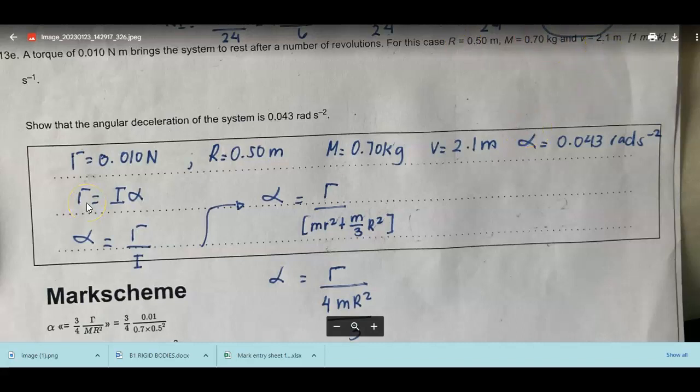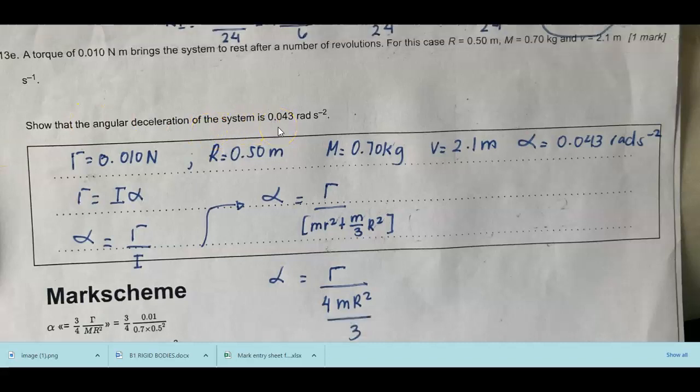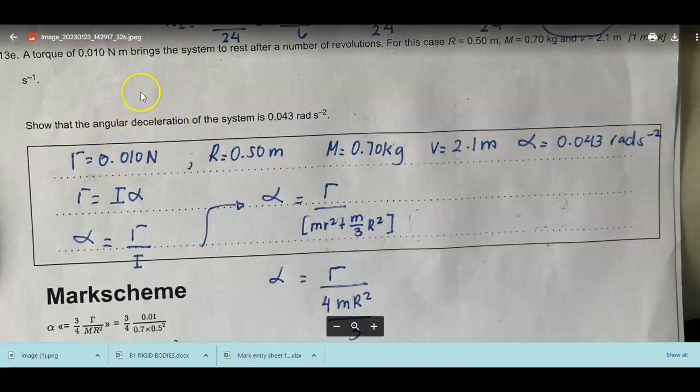Now, what you have to find is you have to show that the angular deceleration of the system is 0.043, which makes sense that there must be angular deceleration because we want to bring the system to rest. Therefore, it must slow down. Thus, using the formula torque is equal to I alpha, we can derive a formula for our angular deceleration, which is alpha is equal to tau over I.